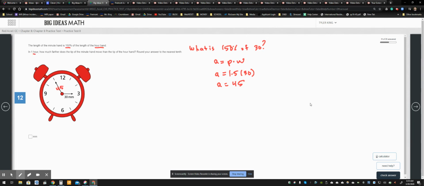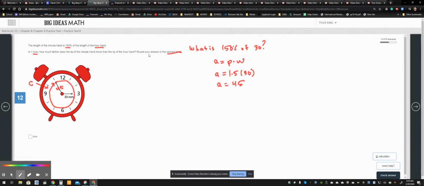Now, in 1 hour, how much farther does the tip of the minute hand move than the tip of the hour hand? Round your answer to the nearest tenth. So when we're looking at this, in 1 hour, the minute hand is going to go one full circle around the clock. So that's going to be one circumference. So we can find the circumference of this circle.